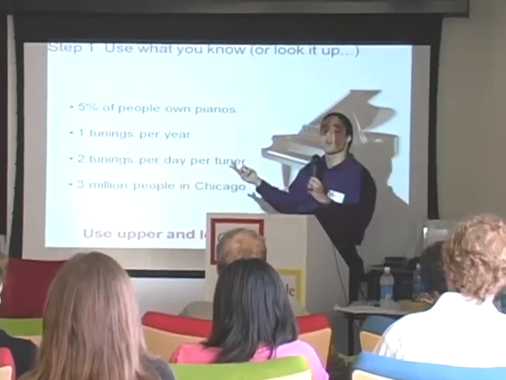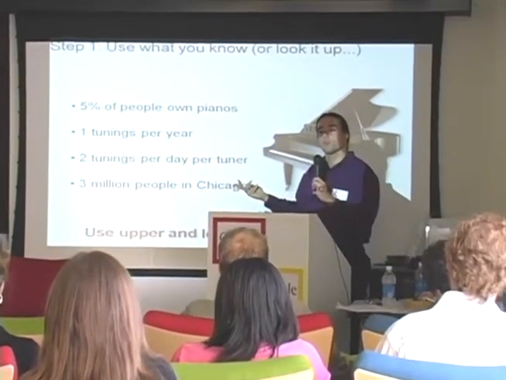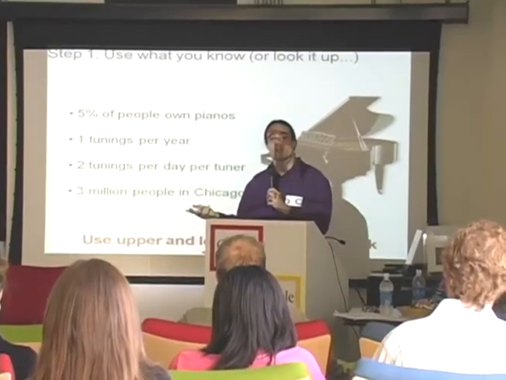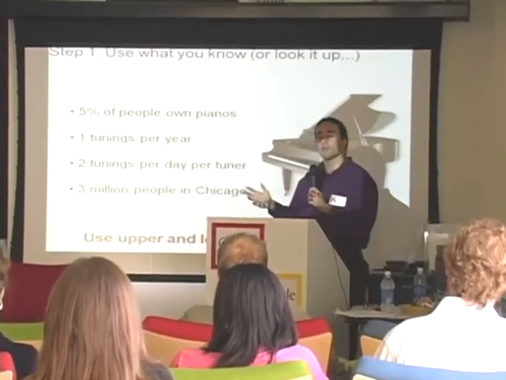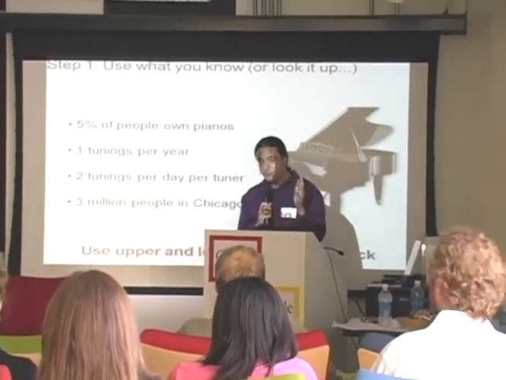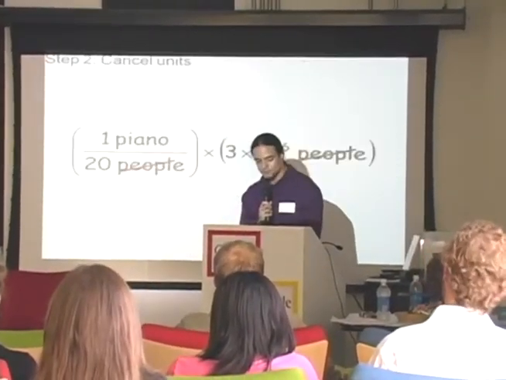and it's helpful to know the number of people in Chicago is about 3 million people. You could just look that up on Google, or you could know that roughly the number of people in a big city is about 1 million people, and Chicago is a pretty big city, so maybe it has a few million people in it. So these are all the things that you want to start off with.